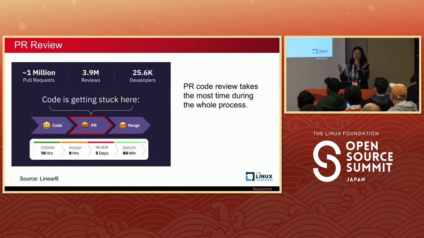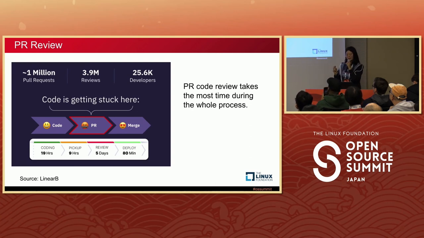Then we can use ChatGPT to write code, but we don't involve this process. So we will fast forward to the PR review phase. This is an image from Learner B. From this image, we can see that PR review will take almost 5 days, but we just spend 19 hours coding. So peer review takes the most time during the whole process.